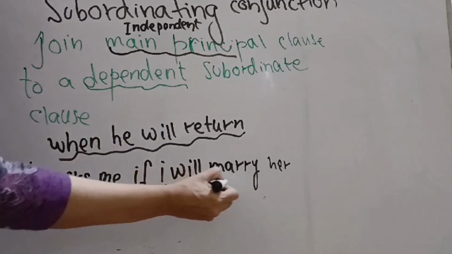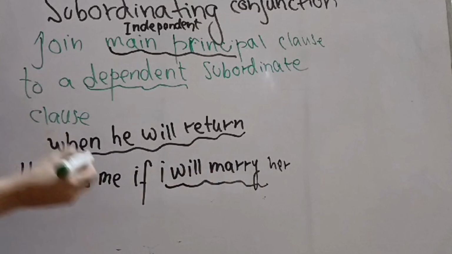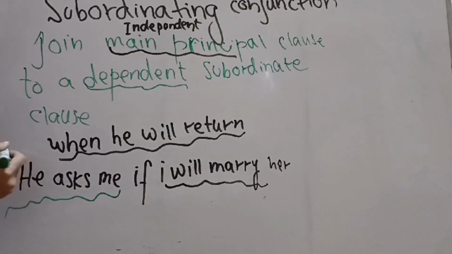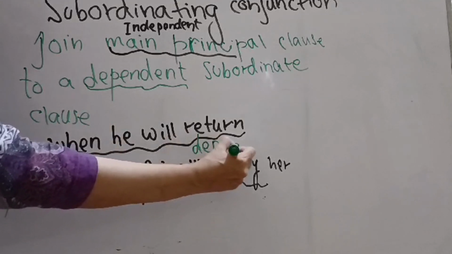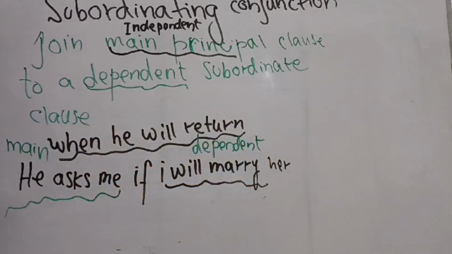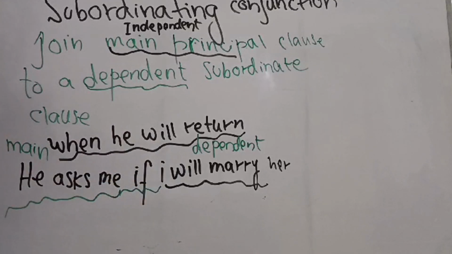This is called the dependent clause, and this is called the independent main principal clause. He asked me if I will marry her. This is the dependent clause, this is the independent clause, and this is a conjunction. This is a subordinate conjunction.